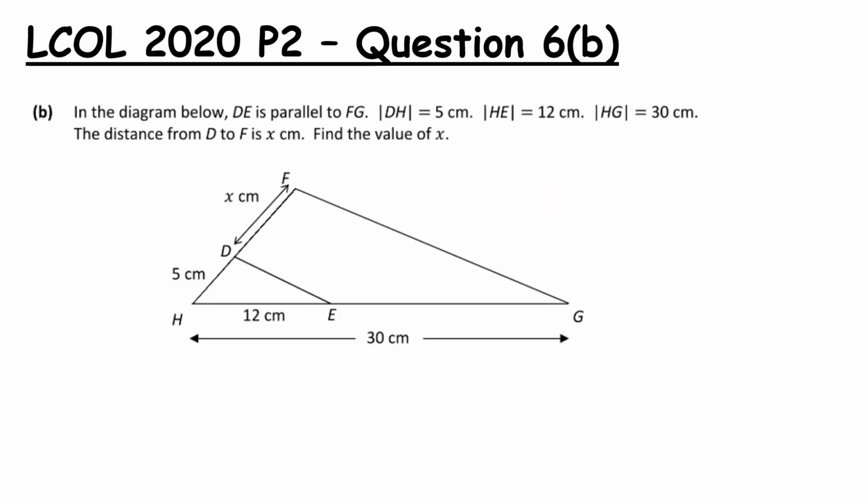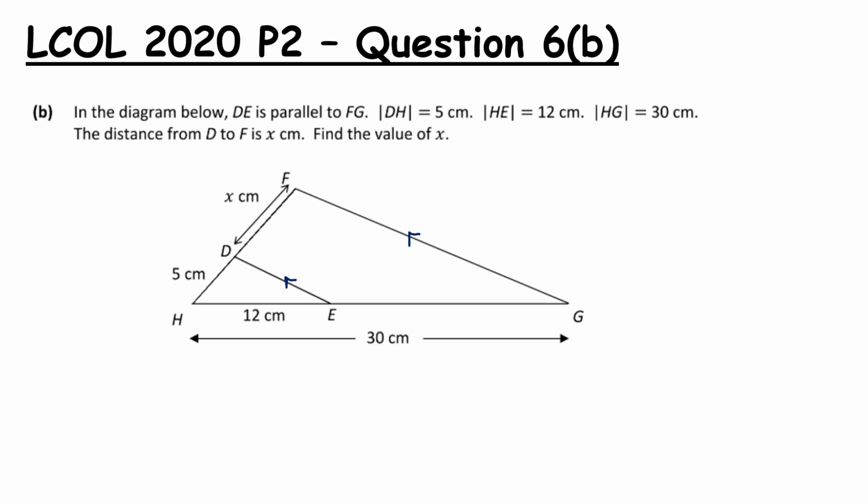So here we have another Leaving Cert Ordinary Level question, but again, this is absolutely the kind of level we could expect at Junior Cycle Higher Level. So we have our diagram below. If we read through the paragraph here, it tells us that DE is parallel to FG. That's really important because without that parallel, we can't use this ratio method. And then it tells us DH is 5, which you can see on the diagram. HE is 12, which we can see on the diagram. HG is 30, and DF is X, and we want to find a value for X.